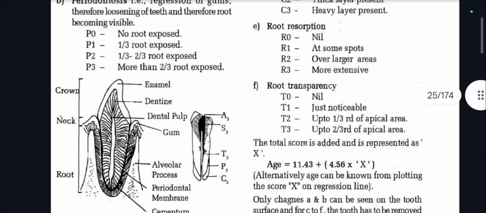What is P0? No root exposed. P1: 1/3 root exposed. P2: 1/3 to 2/3 root exposed, and P3: more than 2/3 root exposed.